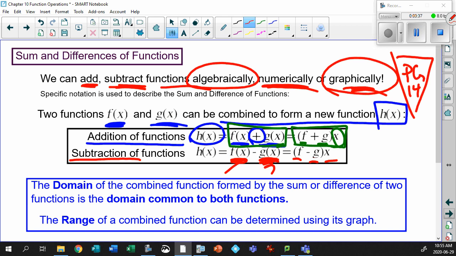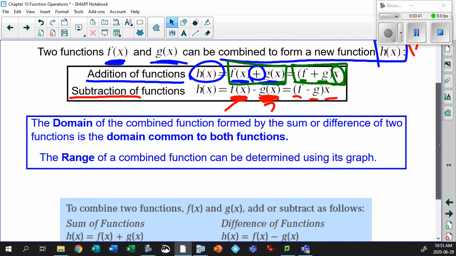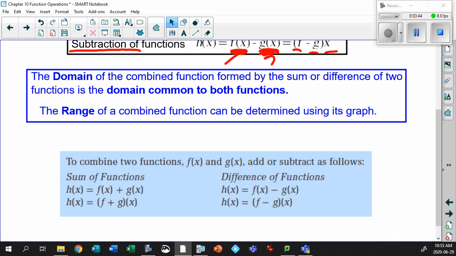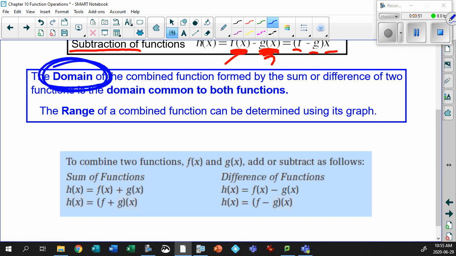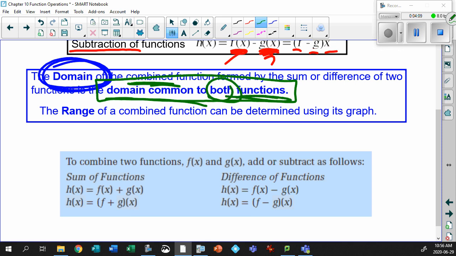Now, here's the cool thing you've got to keep in the back of your mind: the domain. We never talked about this in grade 9 and grade 10 when combining functions. But what happens to the domain? Well, since you're combining the functions, you also have to somehow combine the domain. So how does the domain become combined? Actually, it doesn't. The domain is a combination of both functions.